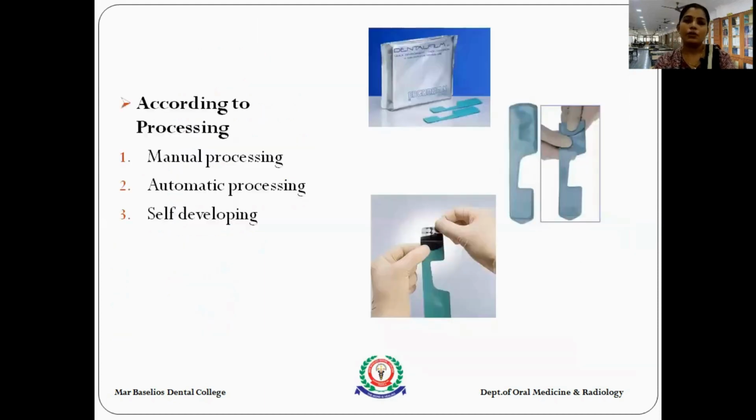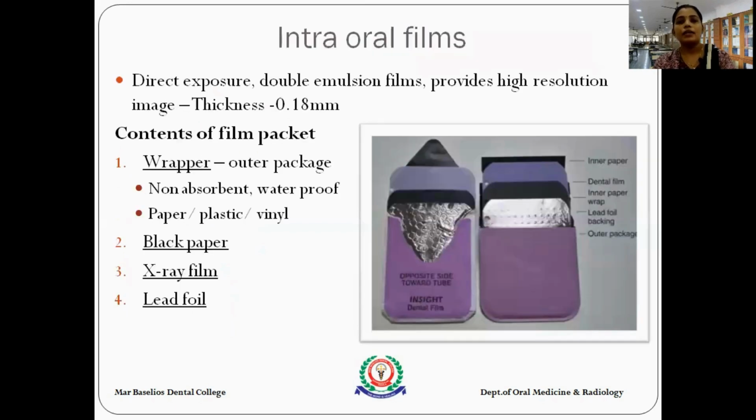Now next, according to the processing, the films can be classified into manual processing films, automatic processing films, and the self-developing films that will be taken during the processing classes. Now let's see what is the composition of the intraoral film packet.